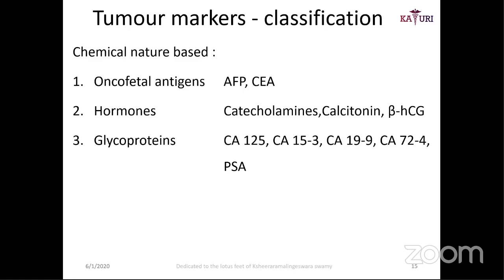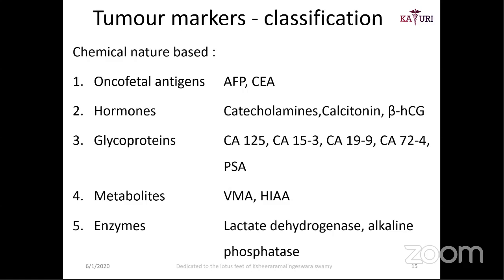And vanillylmandelic acid in case of pheochromocytoma, and serotonin in carcinoid tumors also. And enzymes like lactate dehydrogenase and alkaline phosphatase. These are the different tumor markers, which are chemically antigens or hormones or glycoproteins. So by this, you can know that any sort of biomolecule can be a tumor marker. It need not be only a protein or only a lipid or something else like that. It can be a metabolite secreted by the tumor tissue also.